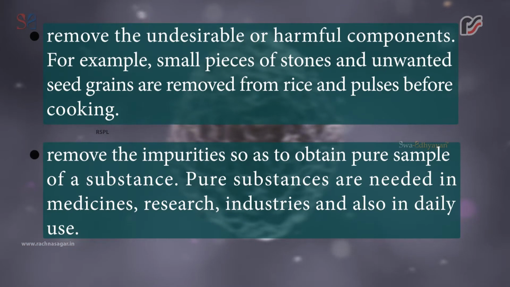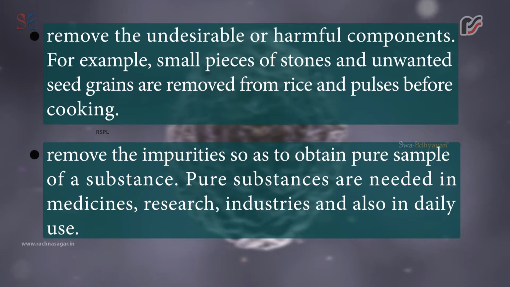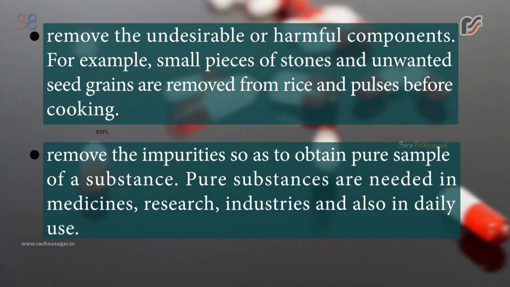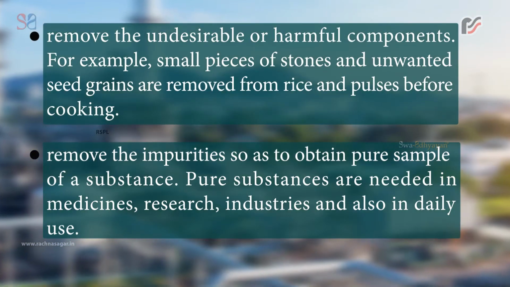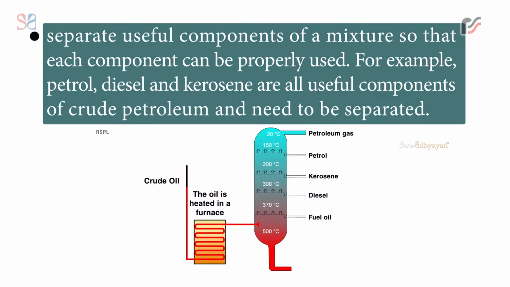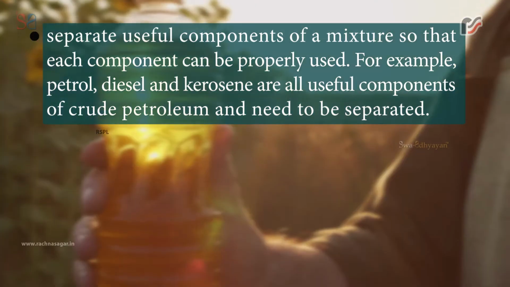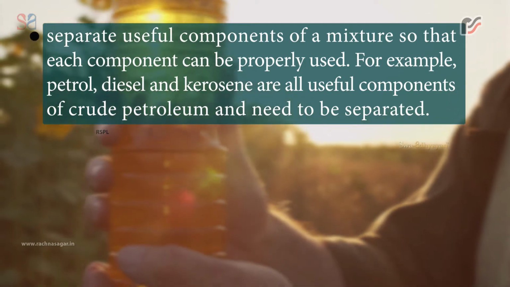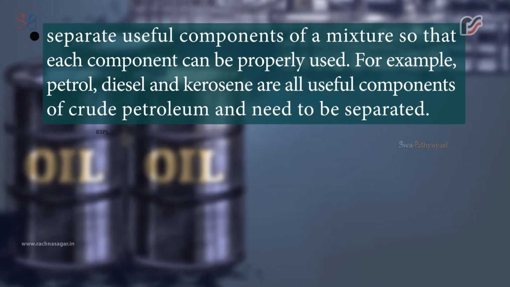Remove the impurities so as to obtain a pure sample of a substance. Pure substances are needed in medicines, research, industries, and also in daily use. Separate useful components of a mixture so that each component can be properly used. For example, petrol, diesel, and kerosene are all useful components of crude petroleum and need to be separated.